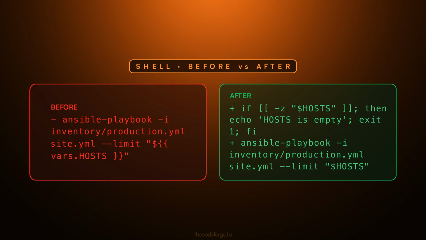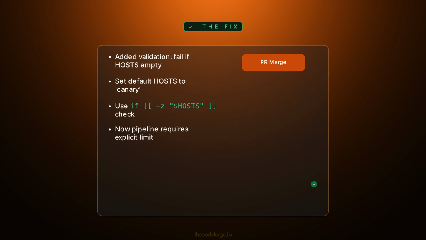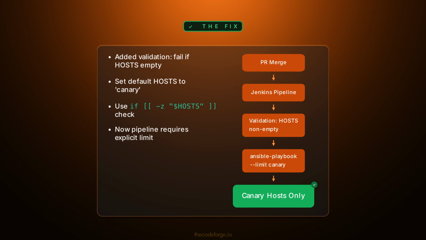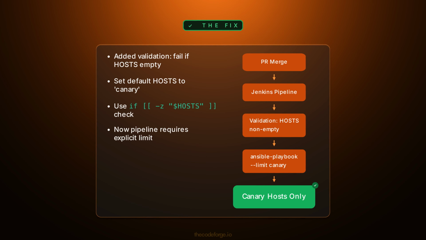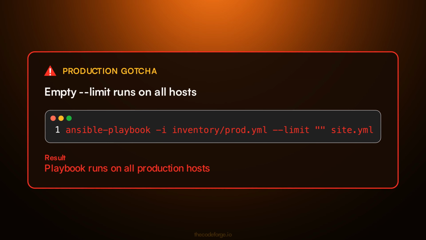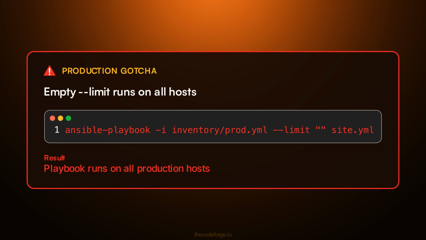The fix adds a validation to fail if HOSTS is empty and sets a default of canary. The fix was to add early validation that HOSTS is non-empty and set a default of canary. Now the pipeline fails immediately if the limit is missing. Ansible treats an empty limit as no limit, so it runs on all hosts.